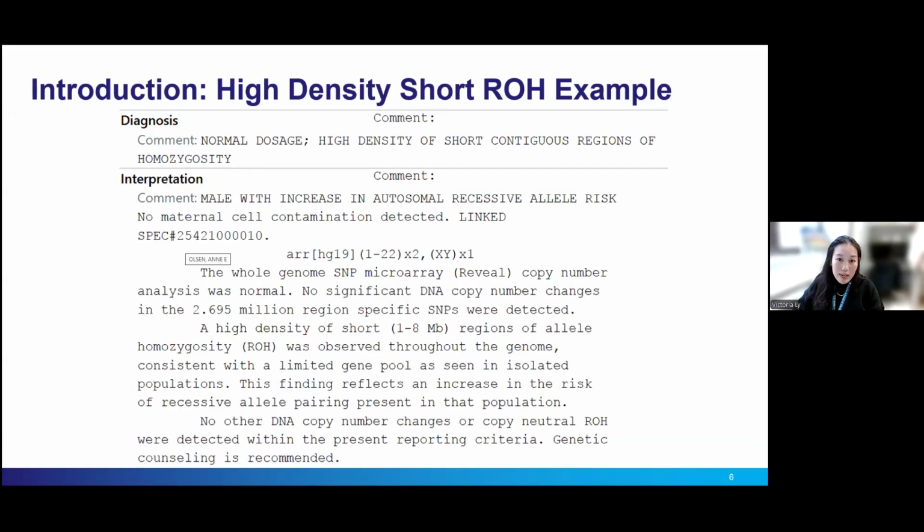This chromosomal microarray demonstrates a high density of short ROH, reported only at the 99th percentile, reflecting increased allele homozygosity from multiple short contiguous regions. This pattern may suggest a geographically or socially limited gene pool. Here, both partners are from Mexico, but denied shared ancestry.